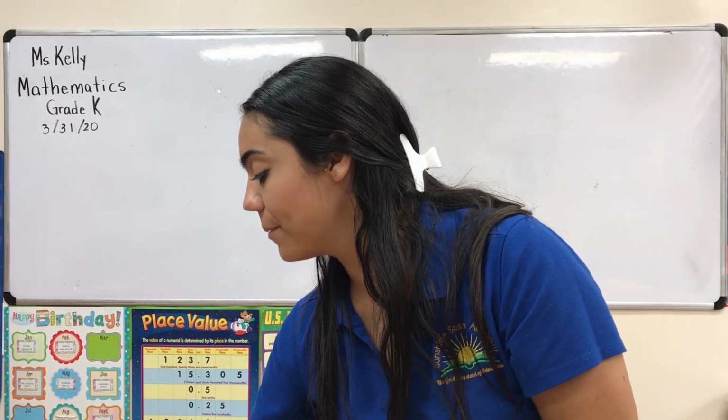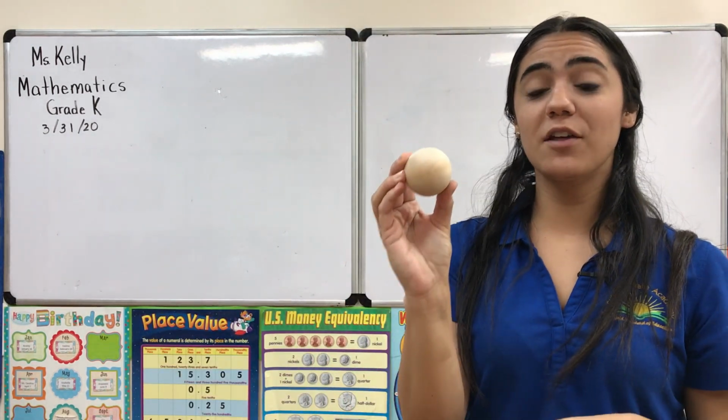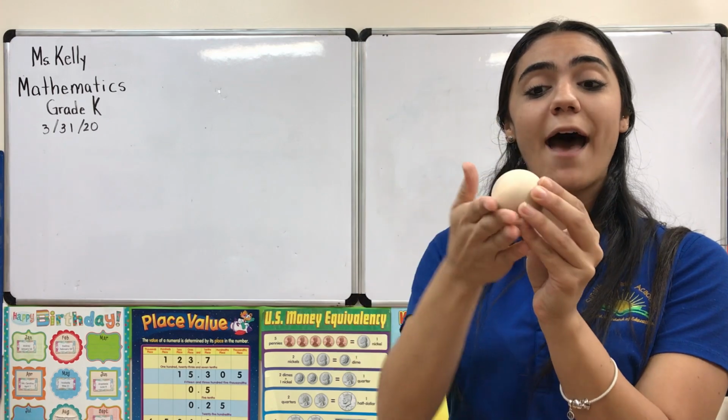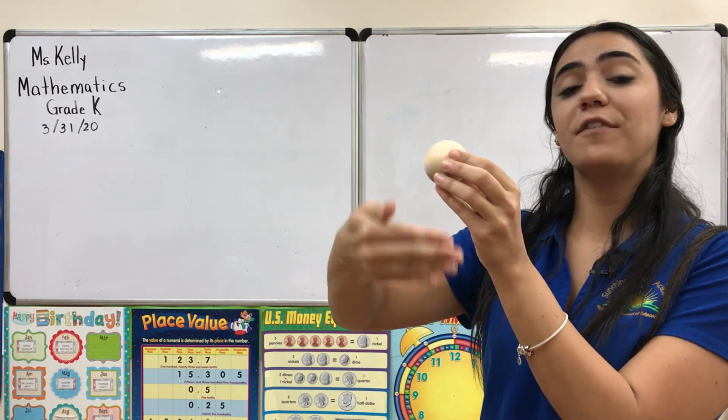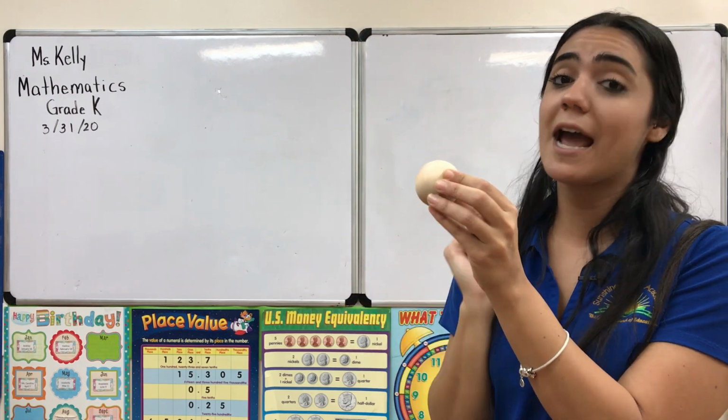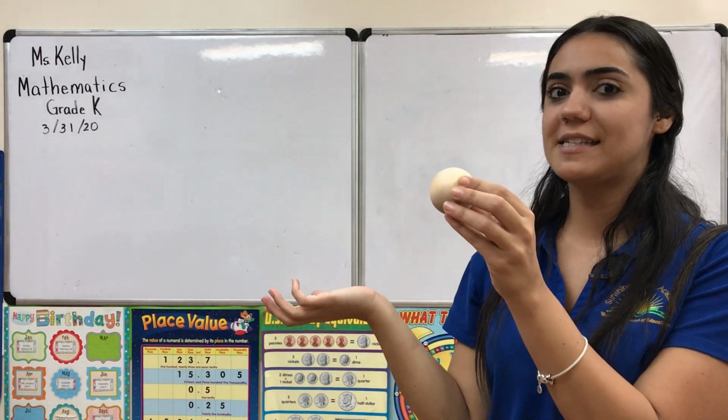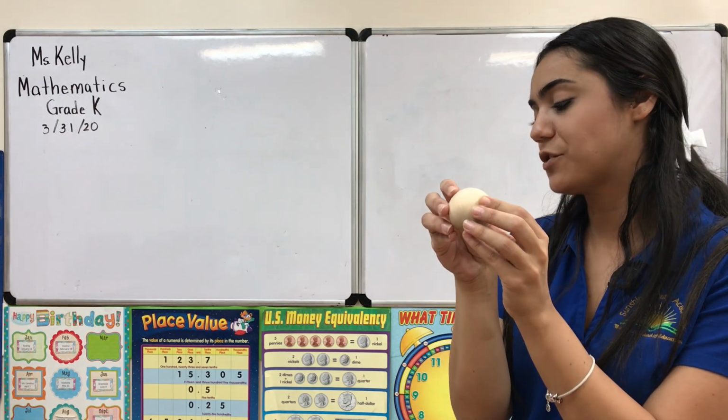Now I'm going to grab the sphere. The sphere we worked with yesterday, and again, you have a curved surface. There's no flat shapes. There's no flat sides. It's nice and curved, kind of like a ball, or like what we're going to see later, a globe that we have in the classroom.